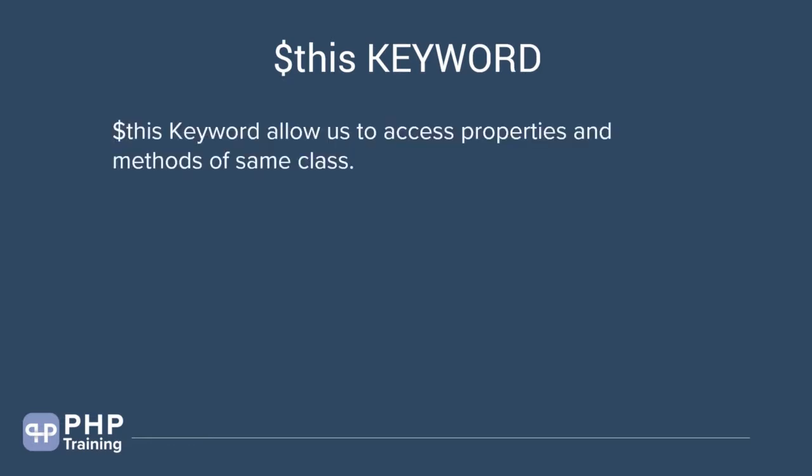Hello and welcome to the lecture on the $this keyword. Let's understand what the $this keyword is. It allows you to access properties and methods of the same class. $this indicates the instance of this class. Inside the class, which is a blueprint of an object, you will not have an object instance. So $this basically refers to an object instance inside the class. Whichever object is used for that class, $this will refer to that specific object.